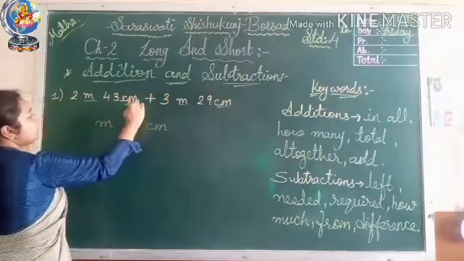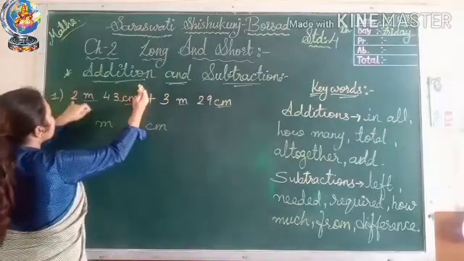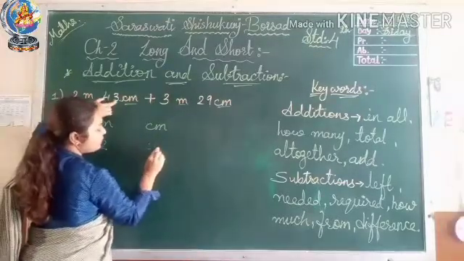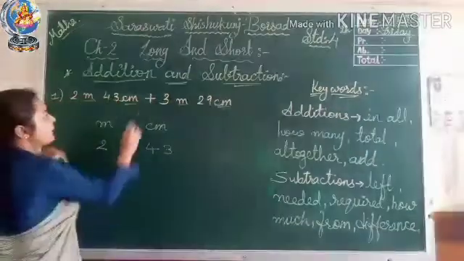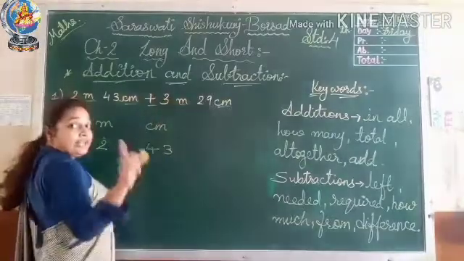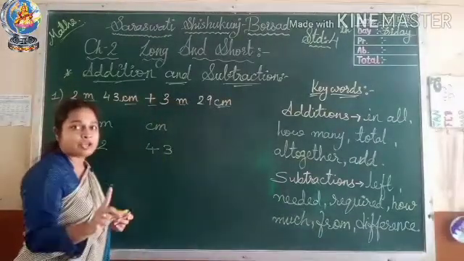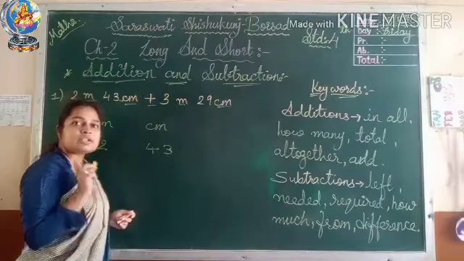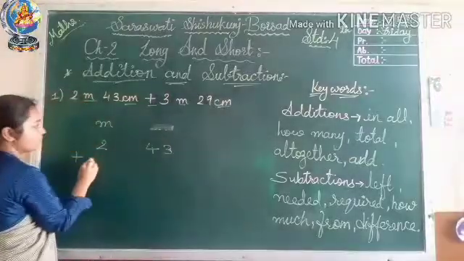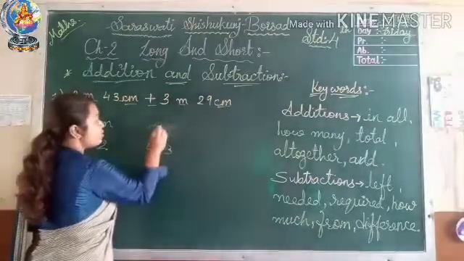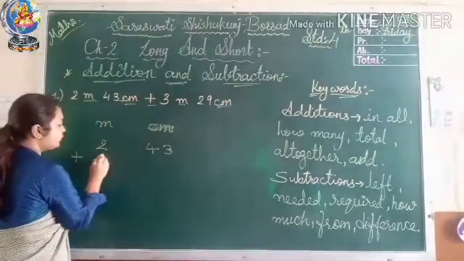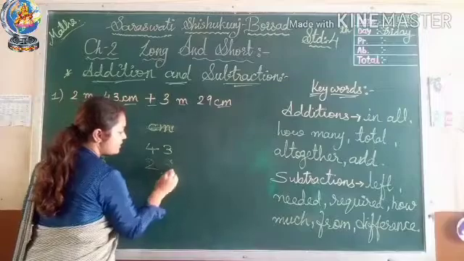You can see in this one whole question, it is 2 meter, 43 centimeter. So 43 we will write under centimeter. Then plus sign is there, so we will keep that one. Now 3 meter. Remember that meter should be written under meter only and centimeter should be written under centimeter only. You are not supposed to write centimeter here. It will be wrong. Centimeter should be here of one whole number. 3 meter and 29 centimeter.